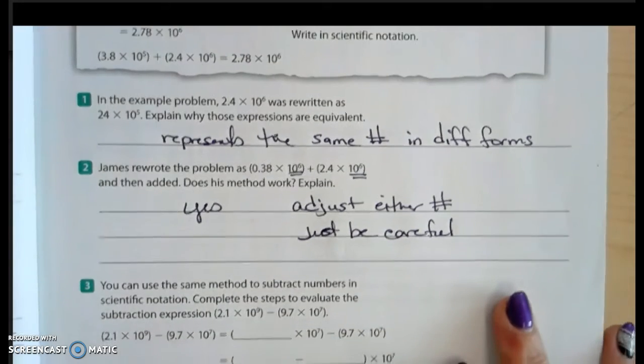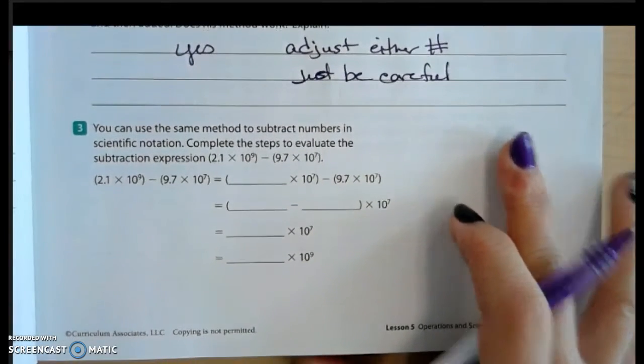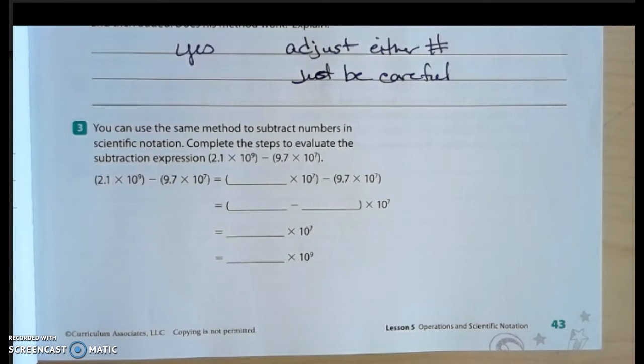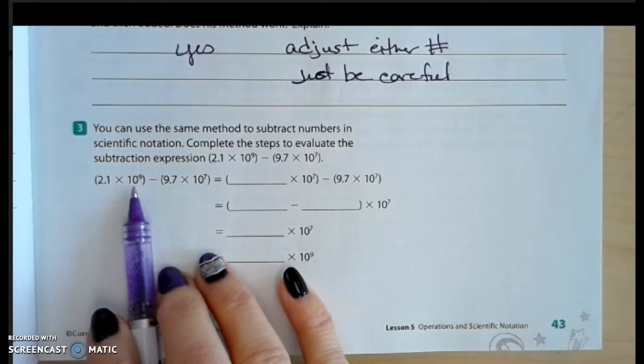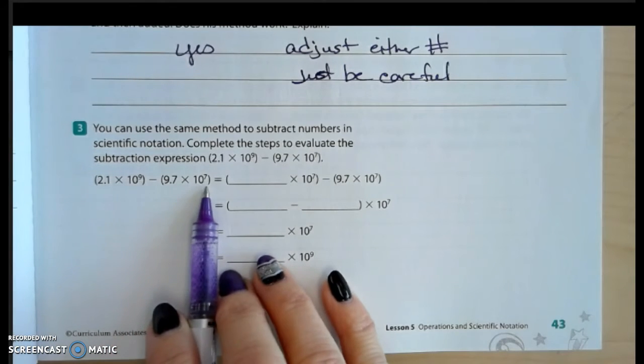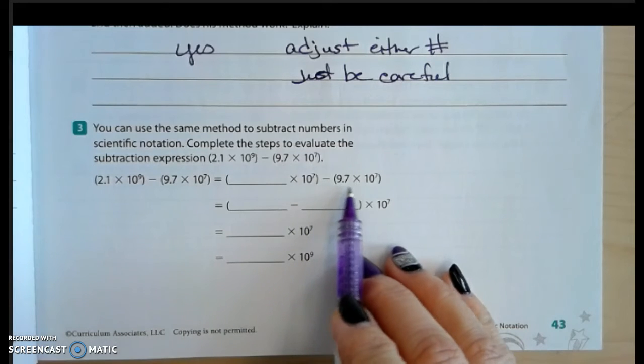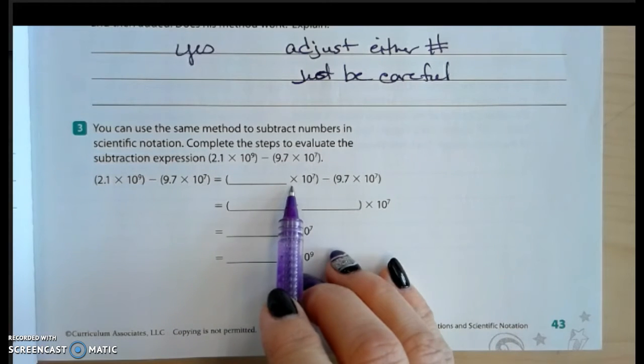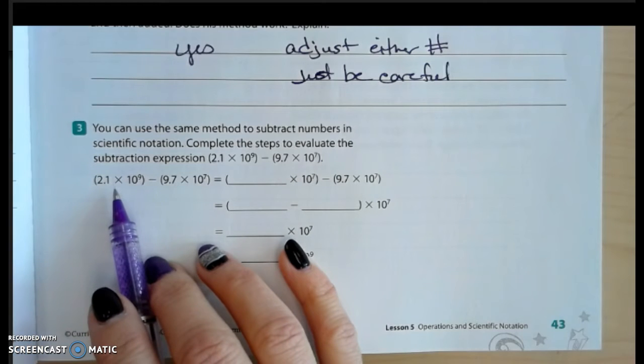Number 3, you can use the same method to subtract numbers in scientific notation. Complete the steps to compare the subtraction expression 2.1 times 10 to the 9th minus 9.7 times 10 to the 7th. Now the problem with filling in someone else's work is that you have to do it their way. And they're going to do theirs like they did the example. So if you were struggling with this, you should have referred to the example to kind of walk you through. You've got 2.1 times 10 to the 9th minus 9.7 times 10 to the 7th. Notice that the 9.7 times 10 to the 7th is the same. They're wanting to adjust the 2.1.